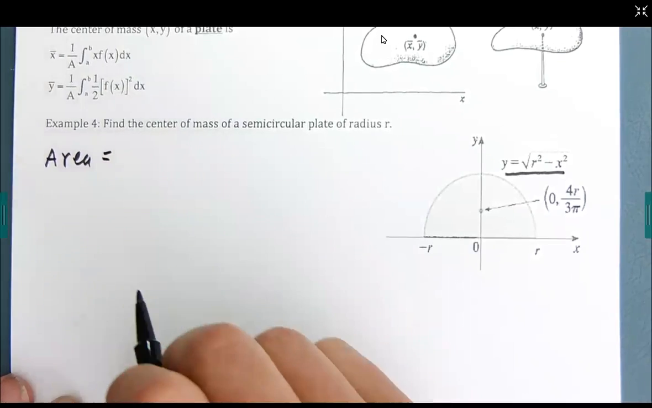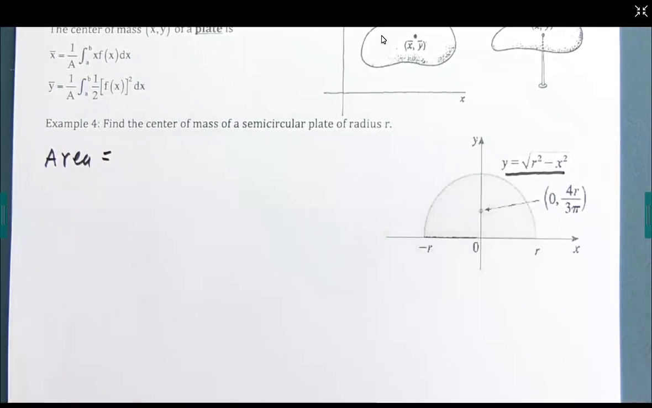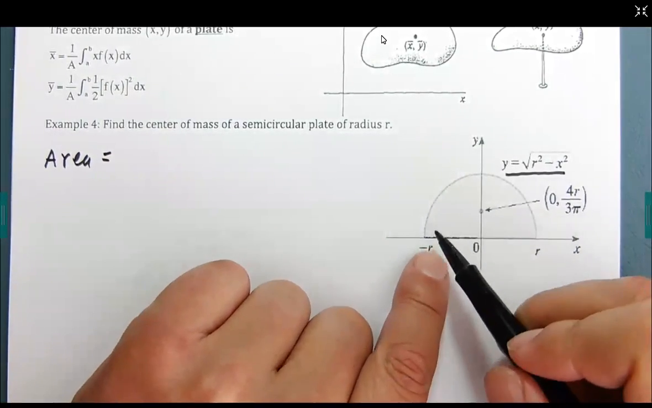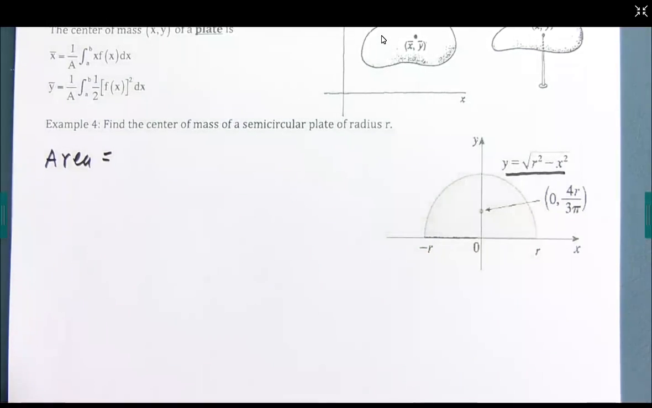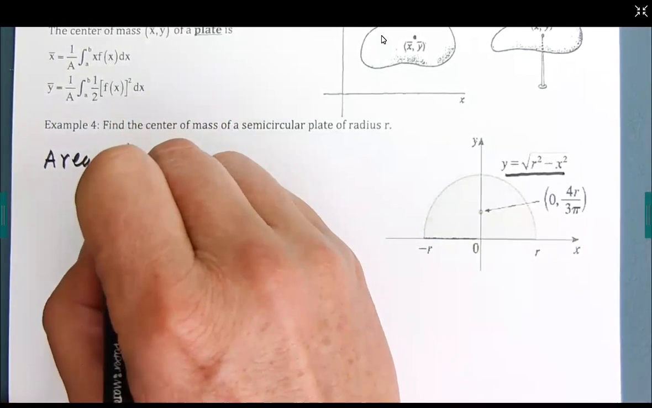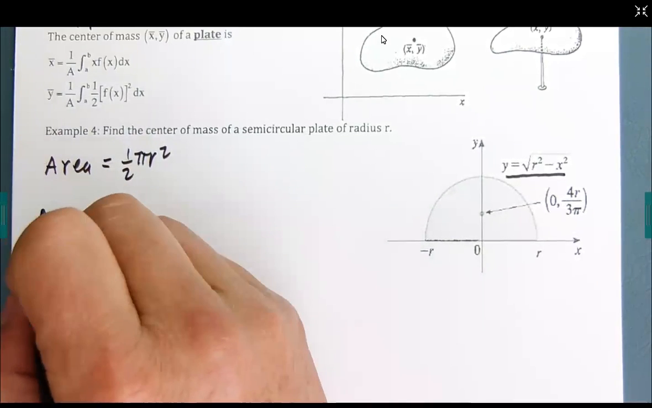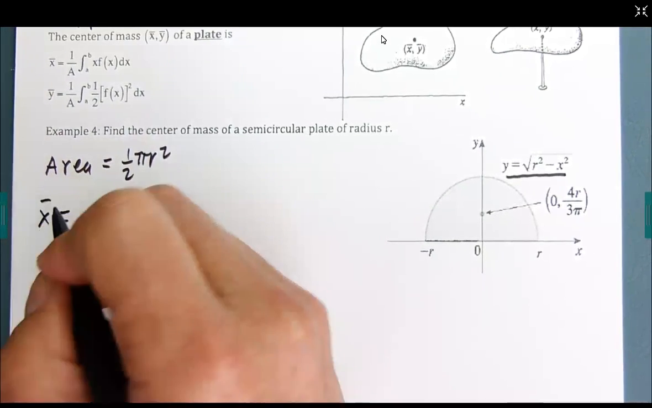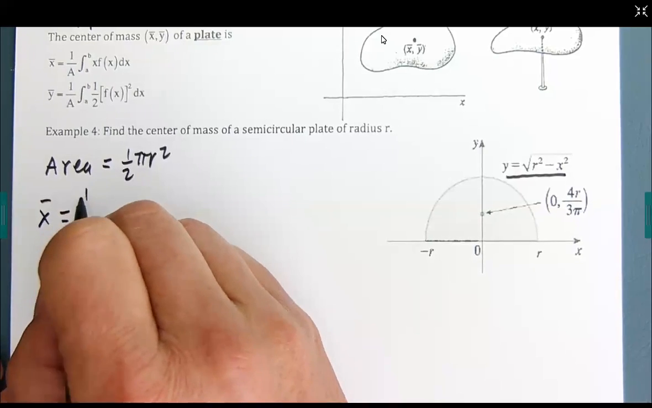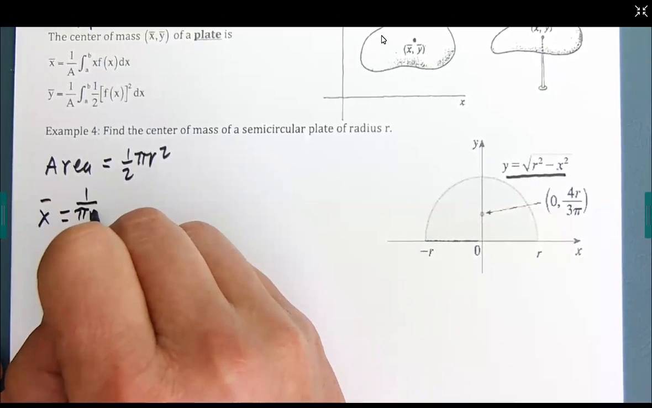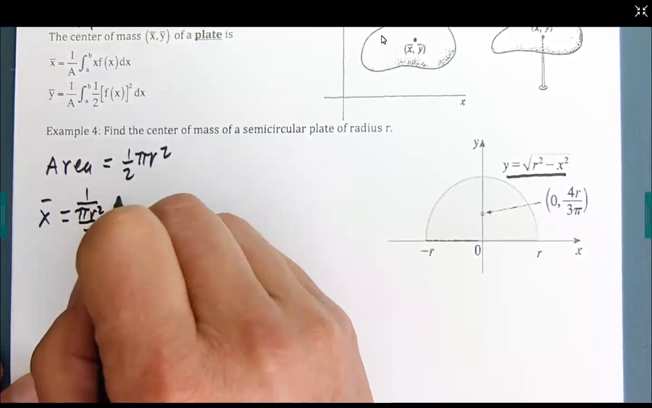And that is going to be, because it's a circle, I could do an integral, but I'm not going to. Because it's half a circle, pi r squared is a full circle. So this is going to be 1/2 of pi r squared. So each of these I'm going to be dividing by that. So let's try to come up with our x bar. It is going to be 1 over pi r squared over 2. I'll fix that in just a moment.